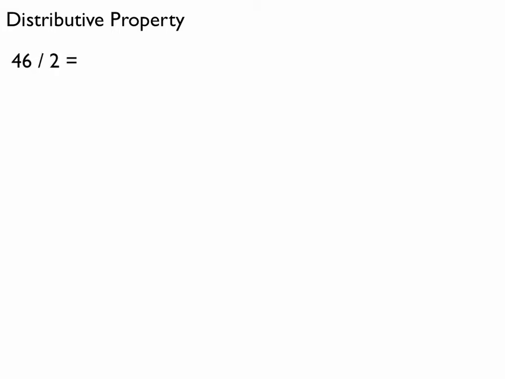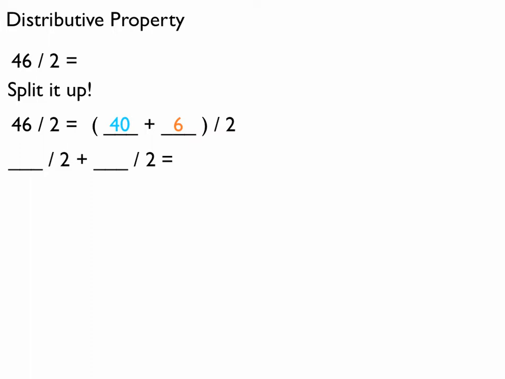So, 46 divided by 2. I can solve this in a couple of different ways. The first way I'm going to do is the distributive property and split it up. So, 46 divided by 2, I'm going to separate it into 40 plus 6 divided by 2. So, instead of having 40 plus 6 inside the same parentheses, I want to use my distributive property and do 40 divided by 2 and 6 divided by 2.